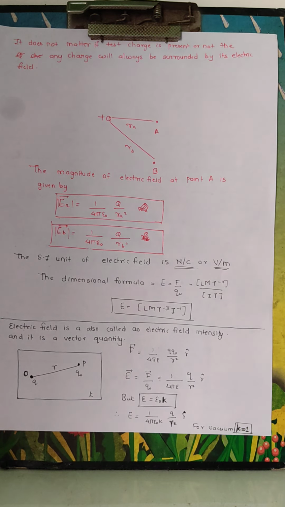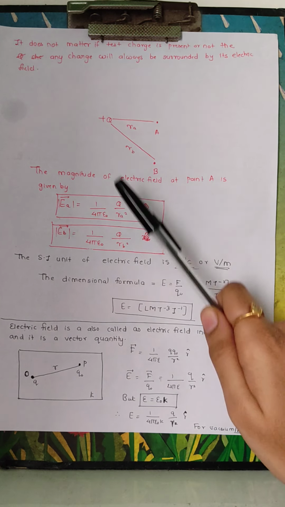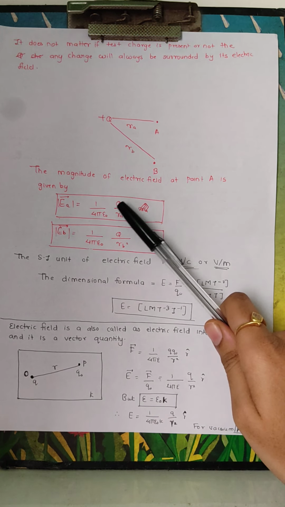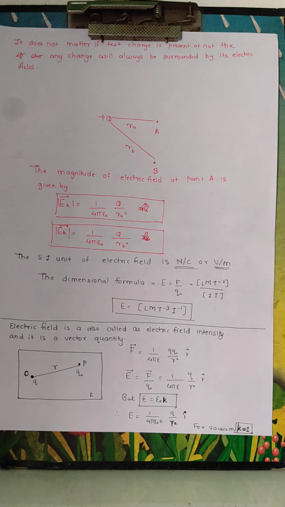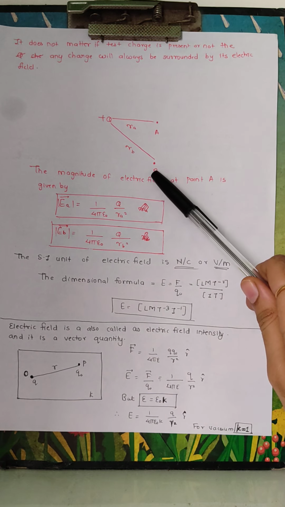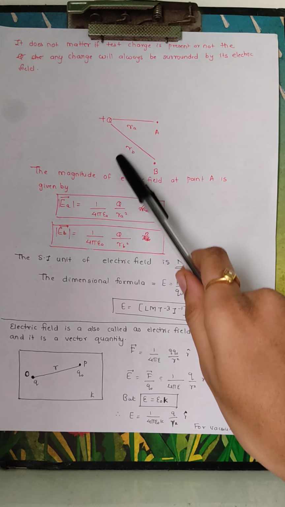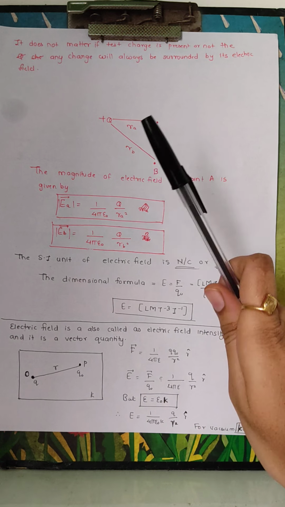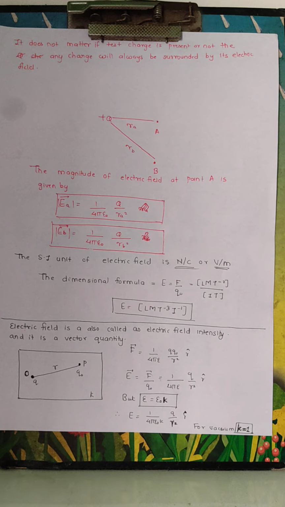So as we had calculated previously, the electric field at A due to the charge plus q will be 1 upon 4 pi epsilon naught q upon RA square. RA is the distance between point A and charge q. And the electric field at point B due to the charge q will be 1 upon 4 pi epsilon naught q upon RB square. So this is how you can calculate the electric field at a particular point due to some charge.